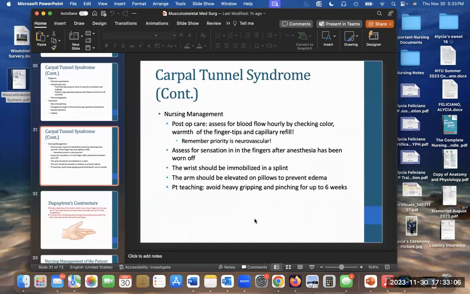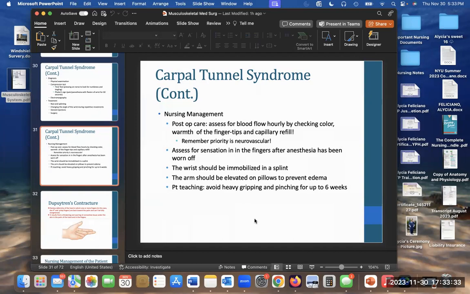Nursing management. If they go through a surgery, what is my priority? I just cut a patient's arm open. I should probably look at their blood flow and check that neurovascular assessment of pain, pulse, paresthesia, paralysis, and all of that, okay, and their pulses. That's what we're looking for. Sensation in their fingers, right? Their wrists should always be immobilized in the splint.